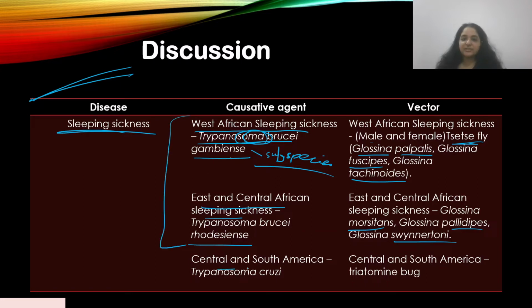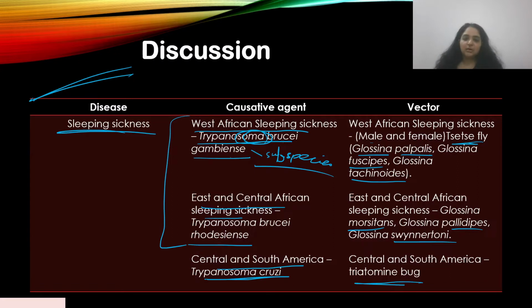Okay, you have Central and South America sleeping sickness also, and that is caused by Trypanosoma cruzi. Okay, so if they ever say Trypanosoma cruzi, you associate that with Central and South America. Okay, and that is caused by triatomine bug. Okay, the triatomine bug is the vector that carries this pathogen, this protozoa. And when that bug bites you, okay, they're blood-sucking insects, and so they tend to transport that pathogen inside human beings. Okay, that's how you are affected.